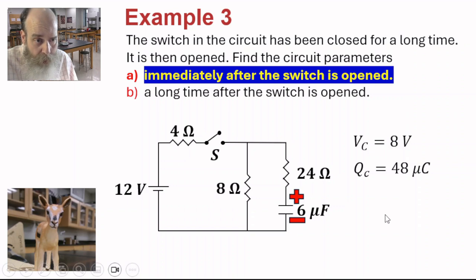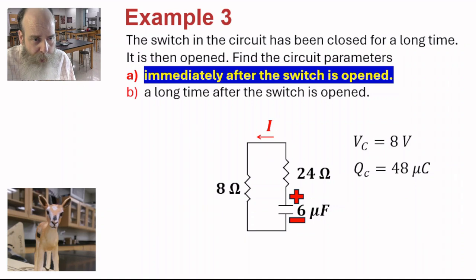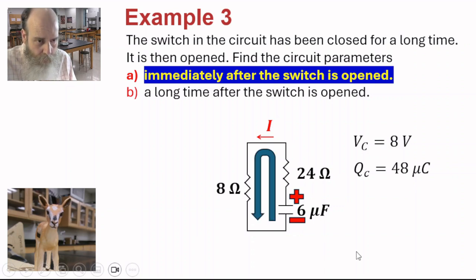When we open the switch, current starts to flow. No current flows through the 4 ohm resistor and the 12 volt battery because the circuit has been opened here. So, just to make things simpler, let's remove that part out of the circuit. So this is what we have: the capacitor connected to a 24 ohm resistor in series with an 8 ohm resistor. We can find the current I by applying Kirchhoff's loop rule.